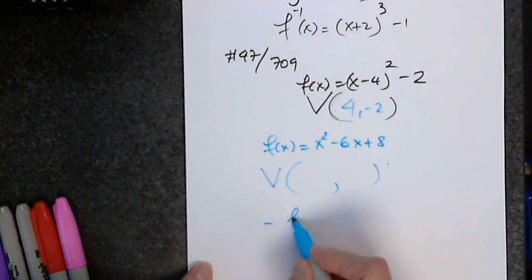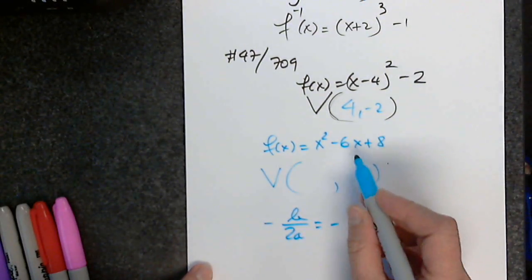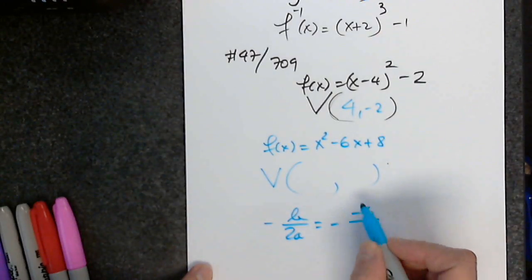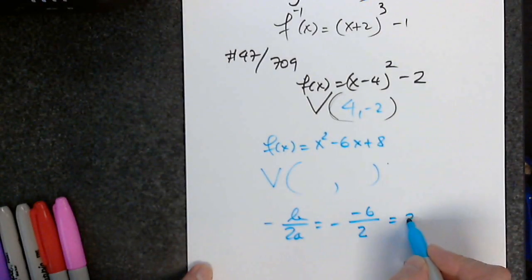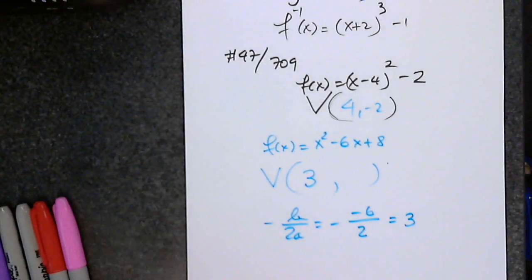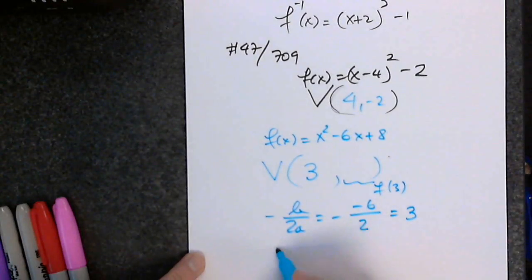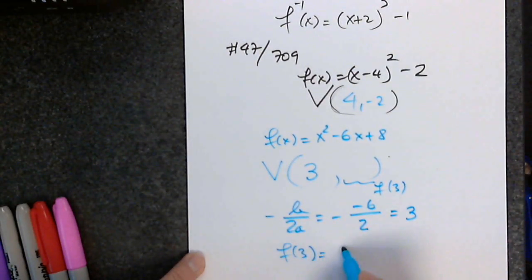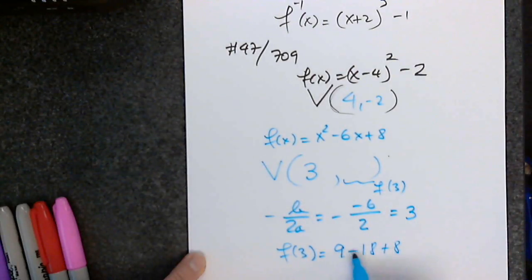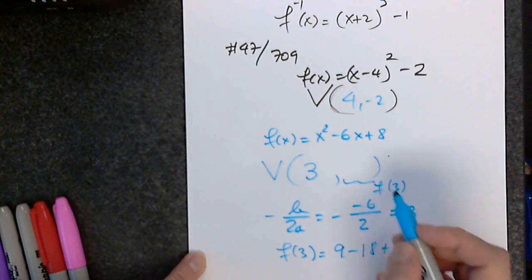Yes, negative b over 2a, which is negative 6 over 2 times a, which is 3. And this will be nothing else but f of 3. So f of 3 will be 9 minus 18 plus 8. This is 17, and this is negative 1.